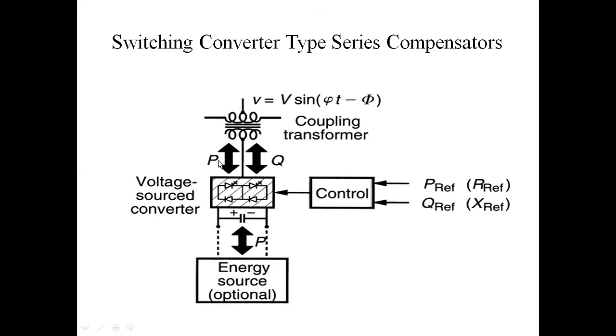This P is the active power, both absorbing and injecting active power. This is the reactive power, with the direction of absorbing and injecting. Active power and reactive power. SSSC only controls reactive power. This is the energy source, which is optional. If we connect an energy source here, such as batteries, it controls active power. Otherwise, SSSC only controls reactive power.